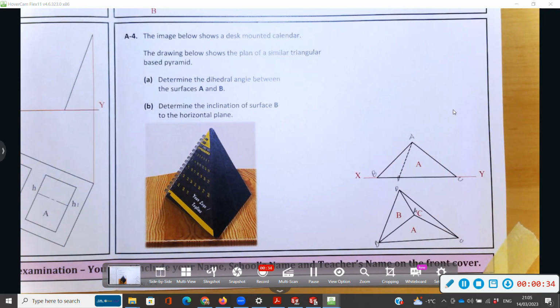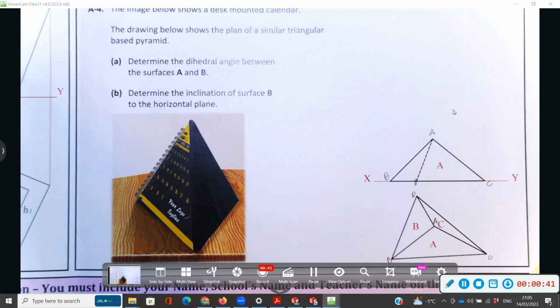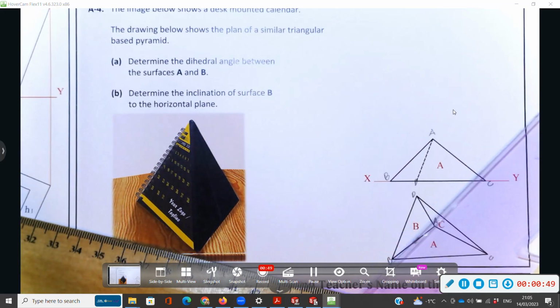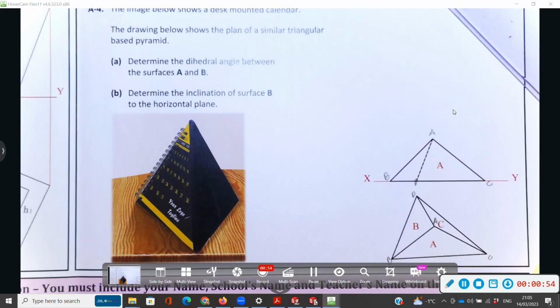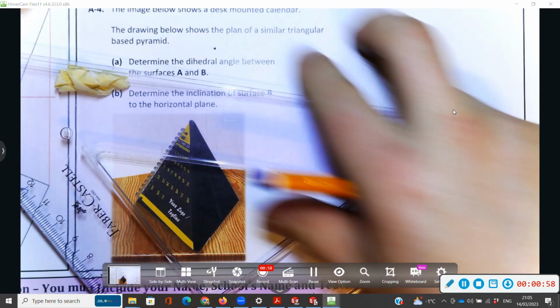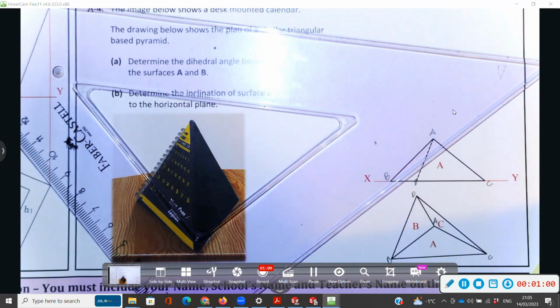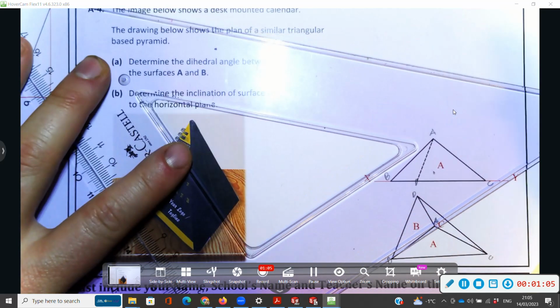Now, we have to ask ourselves, is the line of intersection between A and B already a true length? The answer is no, it's not. So we're going to have to find the true length of the line of intersection. So we're going to look perpendicular to that surface.